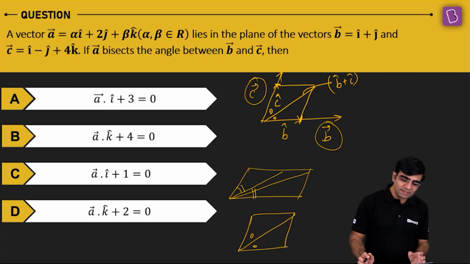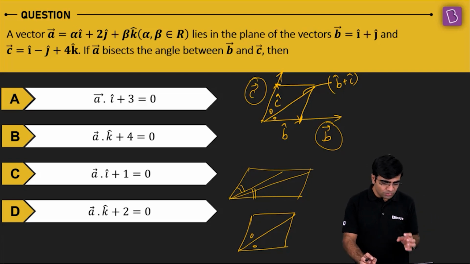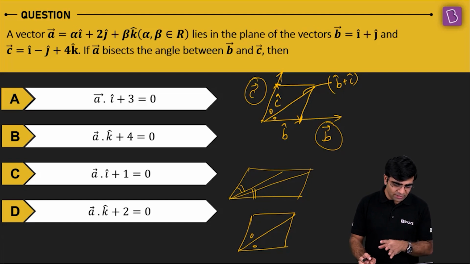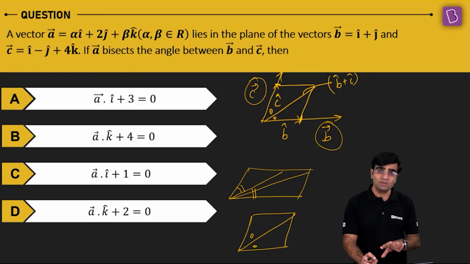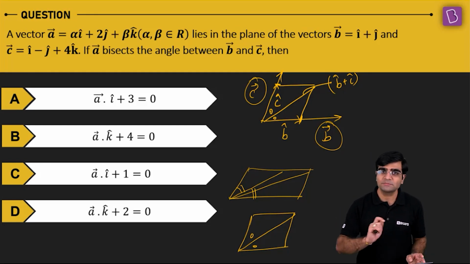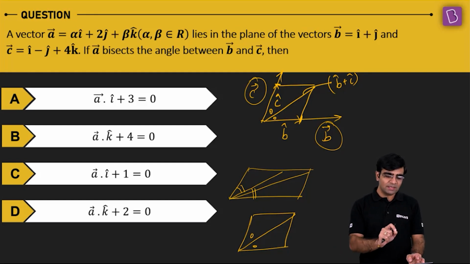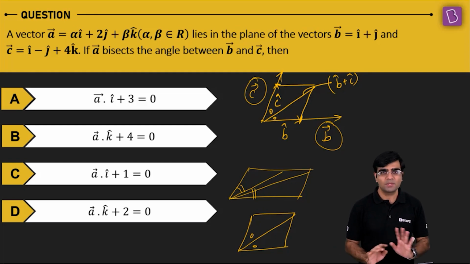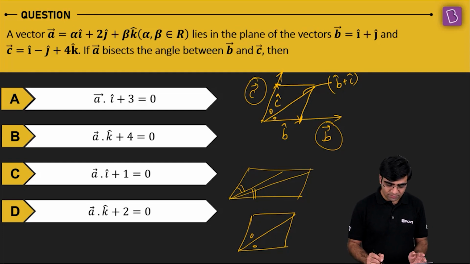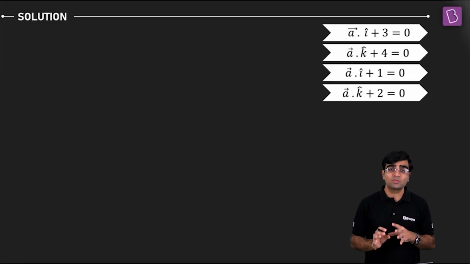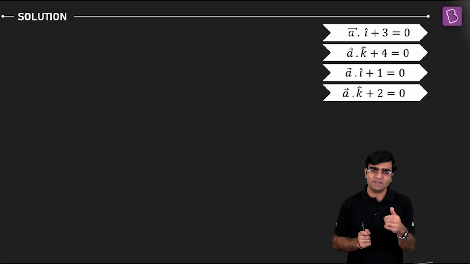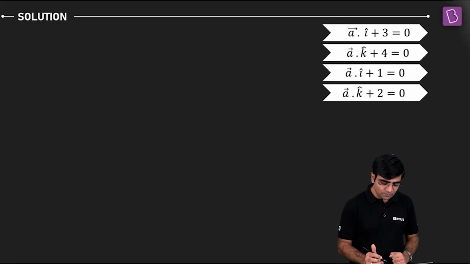So now my question says that if this is happening, then they have 4 options: vector a dot i plus 3 equal to 0, vector a dot k plus 4 equal to 0, and so on. I need to keep all the options in mind, because I have to check all of them. There is no other way out. You just have to quickly plug in the value of vector a in all 4 options and check it. That's how it is. So let's begin with the solution. I've intentionally kept the 4 options here so that you can refer to them whenever required.